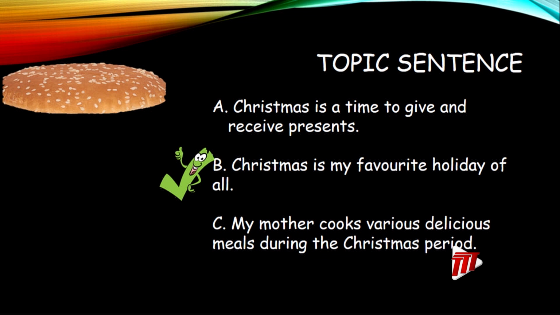Topic sentence. Christmas is a time to give and receive presents. Christmas is my favorite holiday of all. My mother cooks various delicious meals during the Christmas period. So we see that B is the topic sentence. Christmas is my favorite holiday of all. This sentence is telling us what the main idea is. This sentence is telling us what we are going to write about. We are going to write about Christmas being your favorite holiday of all.